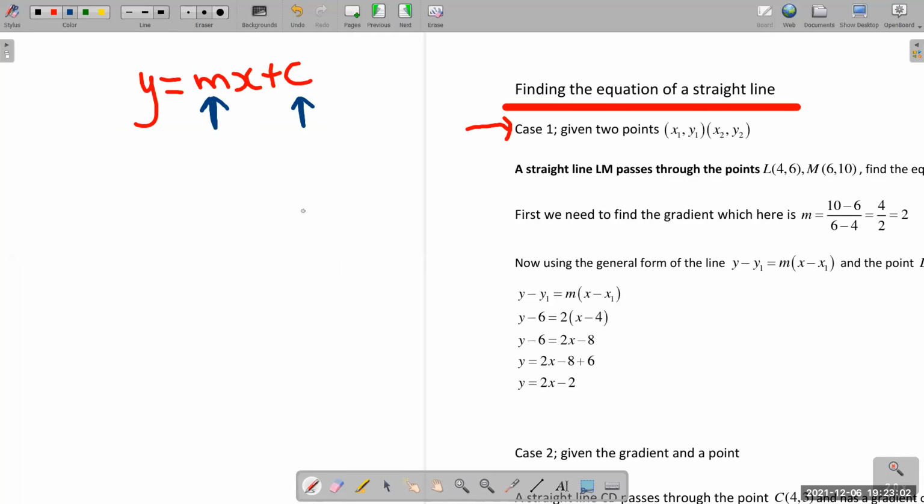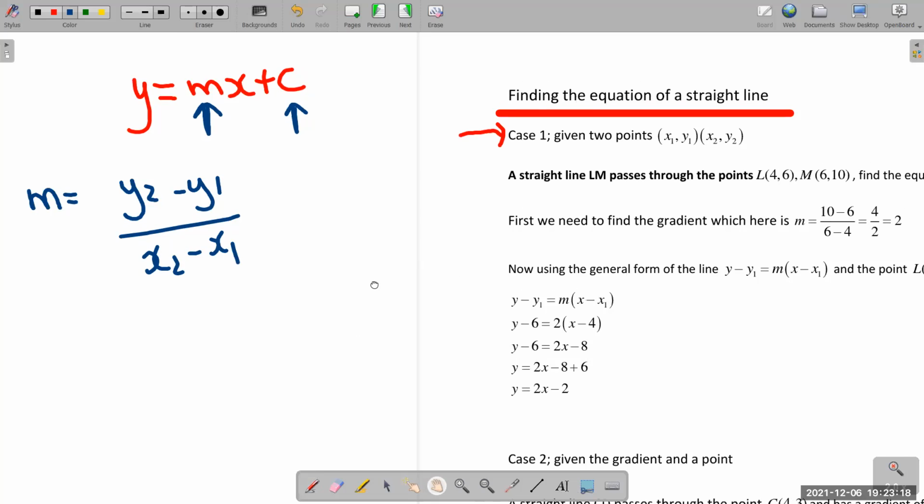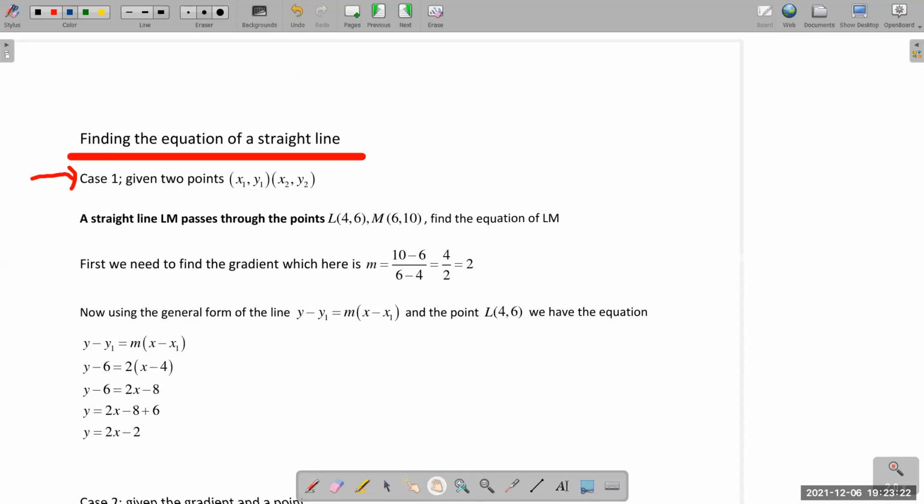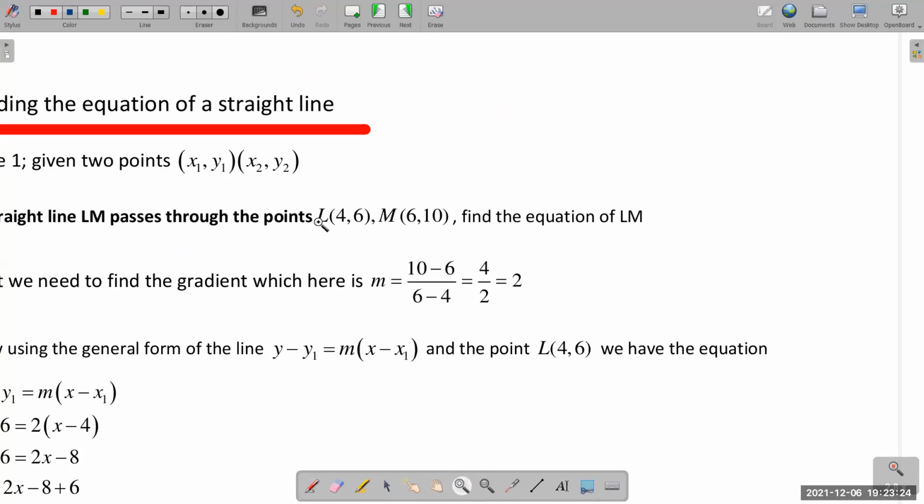For those who were here last class, the formula for m, which is the gradient, is this. Y2 minus y1 over x2 minus x1. So there's going to be a small recap for you. In the first example here, they gave us 2 points. So let's look at the 2 points they gave us. They gave us L and M. Remember, for every point, you always have what? The first number is always X. The second number is always Y.